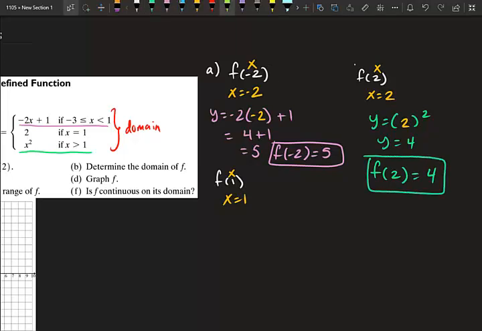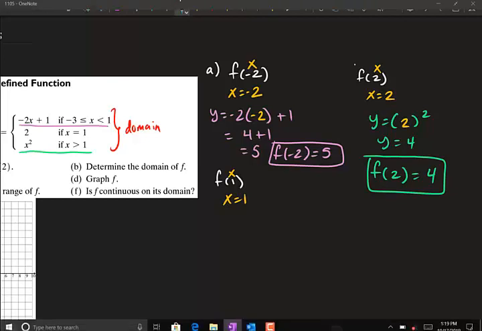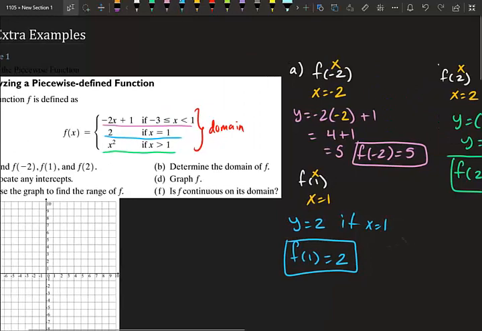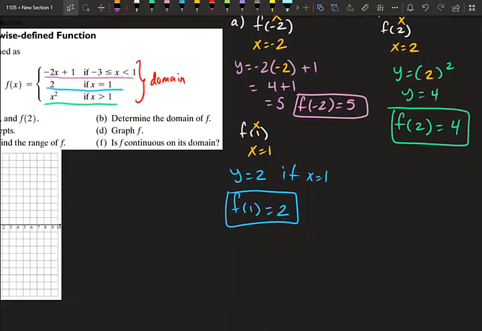And now we move on to our middle one. Our middle one states that x is 1. So if x is 1, 1 is not less than 1, 1 is not greater than 1, but 1 does equal 1. So when we do this, we have y equals 2 if x equals 1. There's no equation there, so our answer is f of 1 equals 2. That's a special point, remember that? Alrighty, let's determine the domain without graphing this.